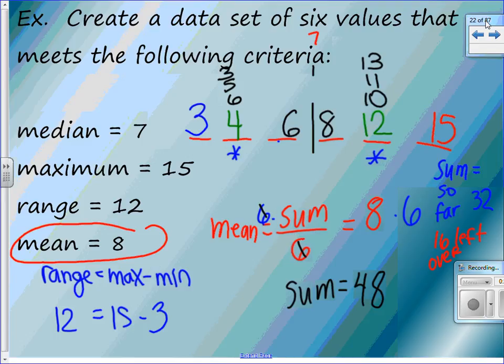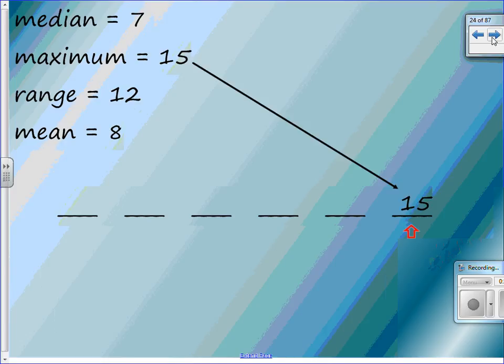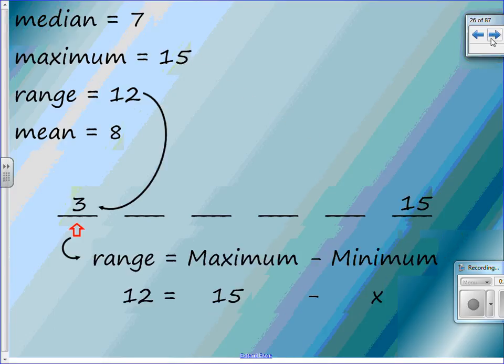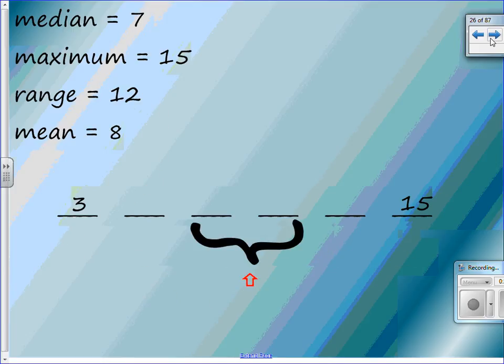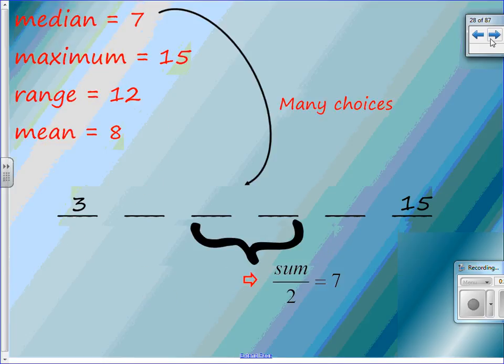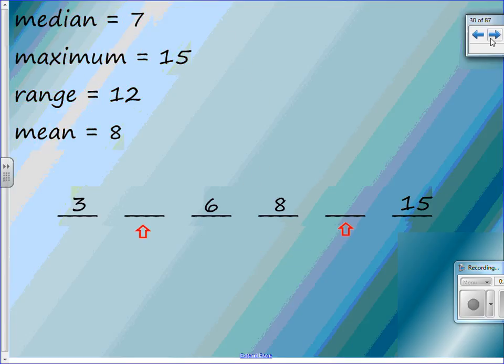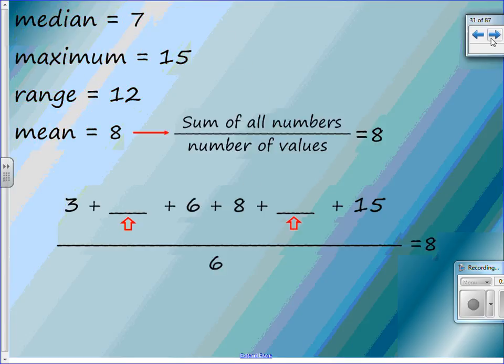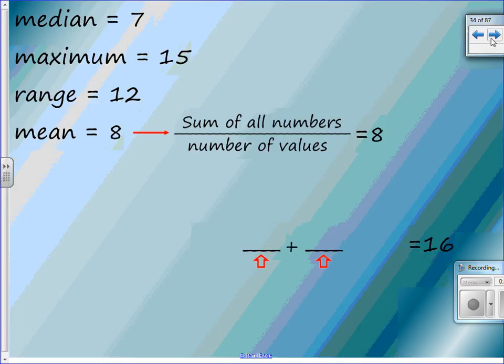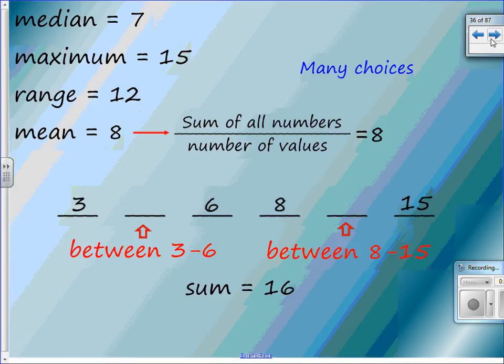Questions on that? So this is where it gets a little fun. And this kind of takes us through the whole steps. We started with 15. We found 3 by subtracting. The sum, we decided to do 6 and 8. And then those had to add up to 16.